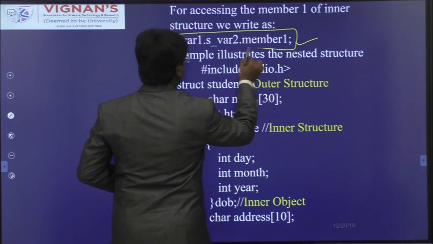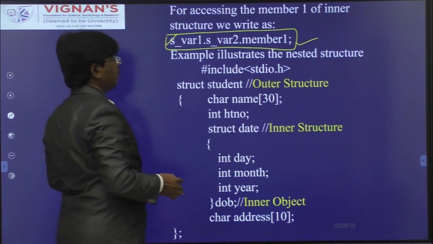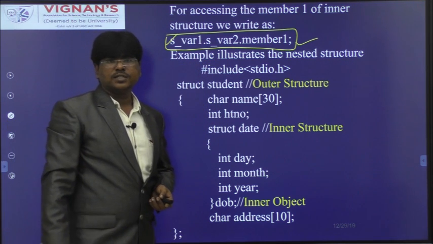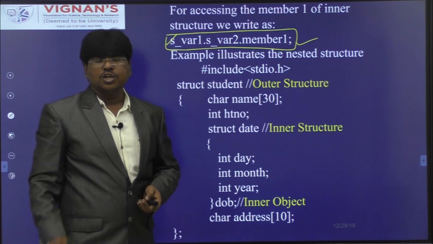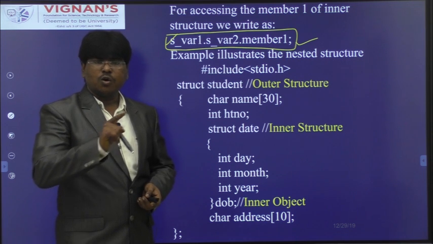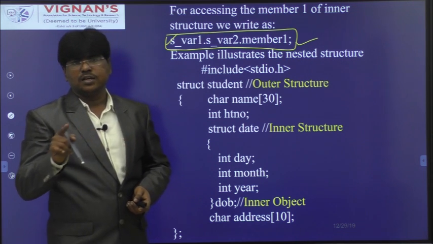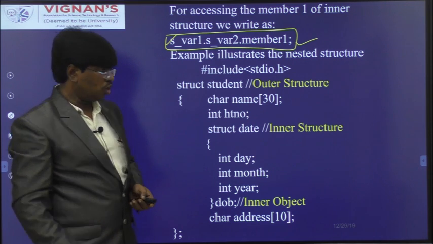In the nested structure concept, the important point you should understand is that if you want to access the members of the inner structure, you have to take the help of the outer structure variable as well as the inner structure variable along with the dot operator.